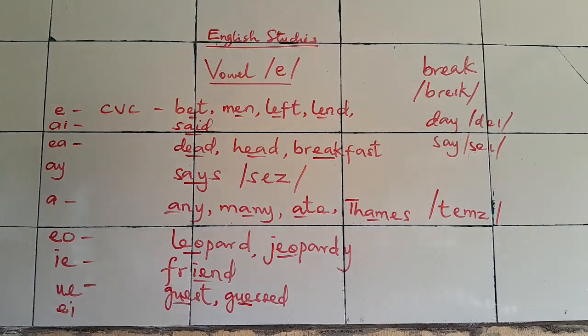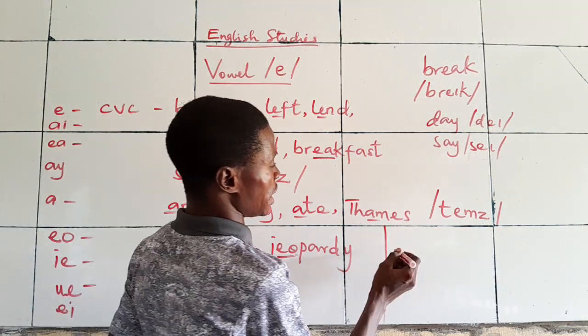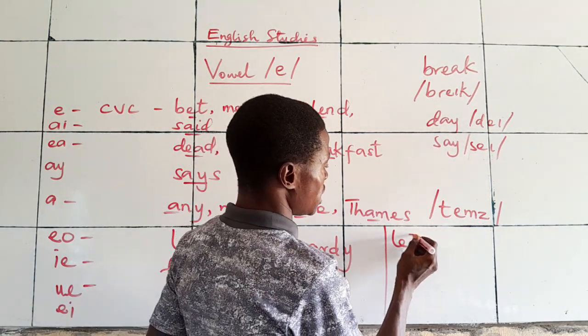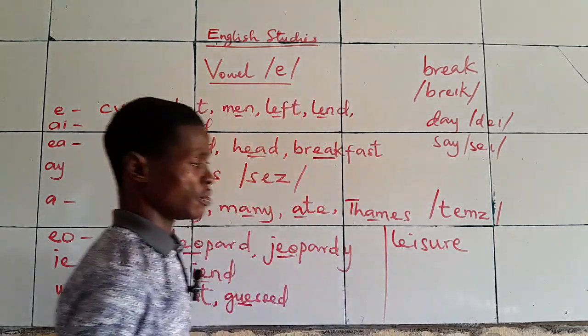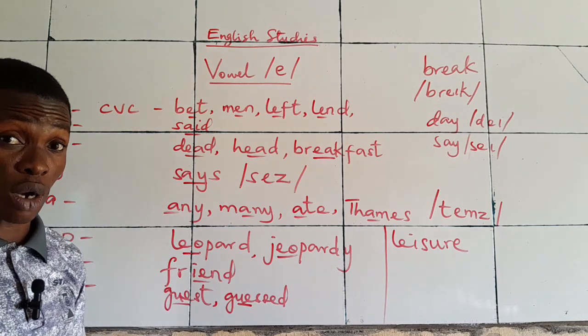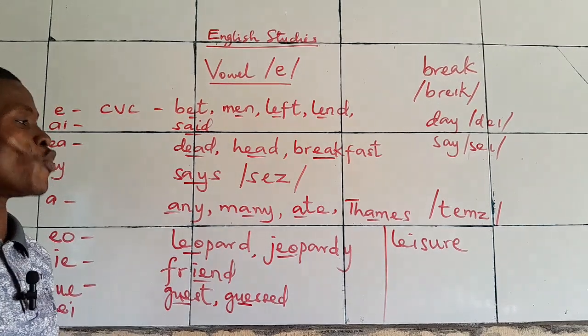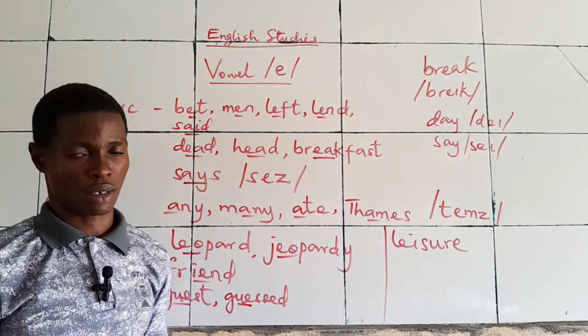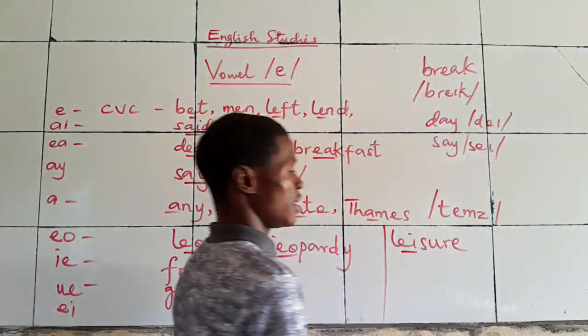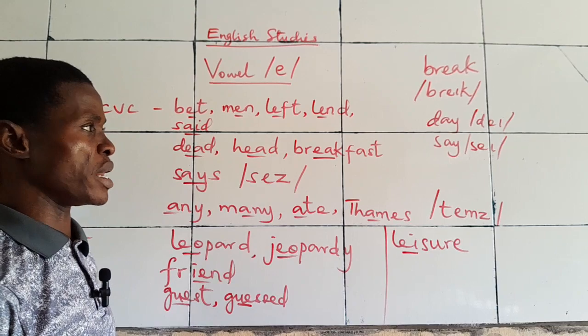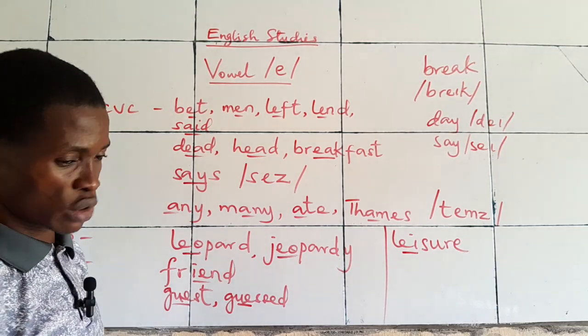Now, speaking of E-I, we already talked of I-E. The E-I that we need to identify here is L-E-I-S-U-R-E. What do you call the word? No. The word is pronounced leisure. Exactly. Leisure. This is the sound E that we have here. And many more.